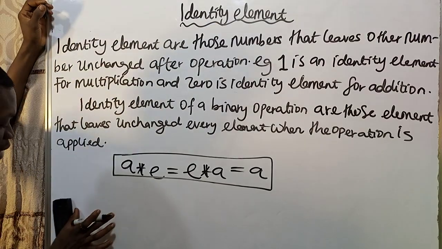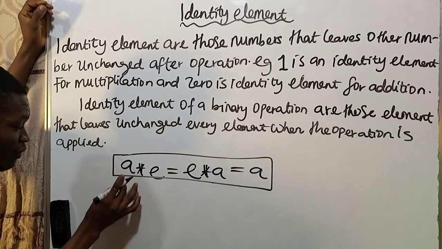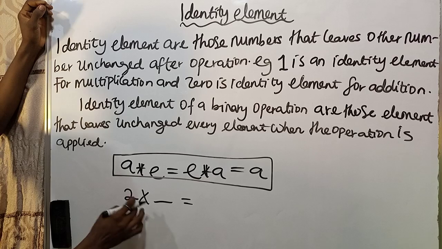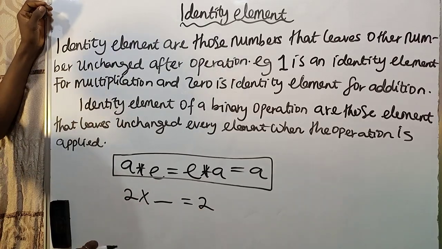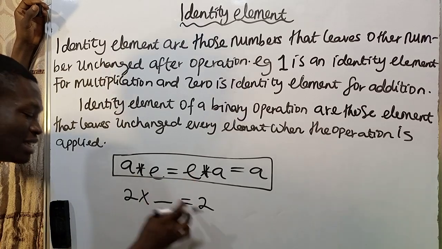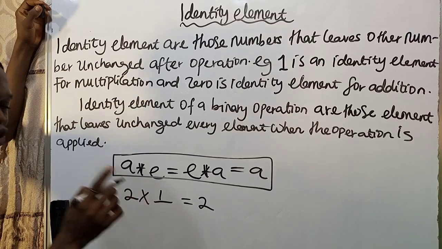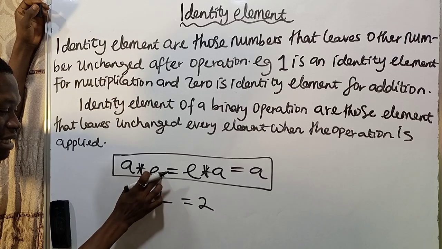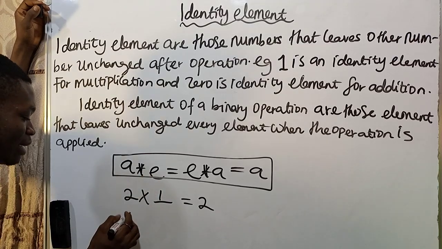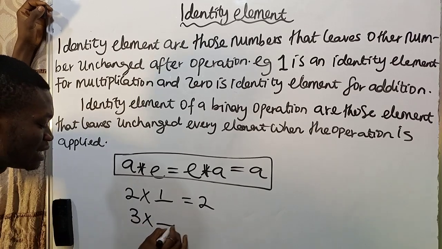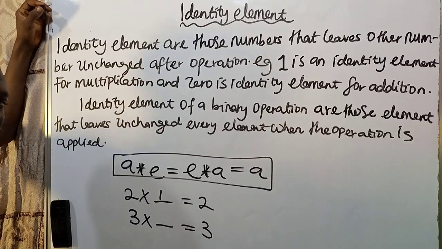So let me show you an example. Let's assume that this A is 2. 2 times a certain number will give you this same 2. And you know that the only number that, multiplied by 2, gives you the same 2 is 1, because 1 is a multiplicative identity. So this 1 is now representing this E. For example, 3 times a certain number will still give you 3. So 3 times 1 will give you 3. That means that 1 is an identity.